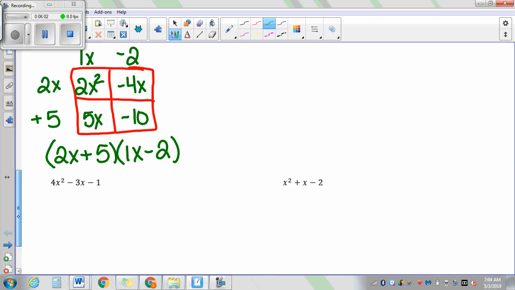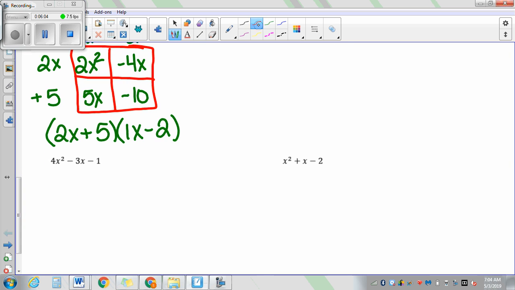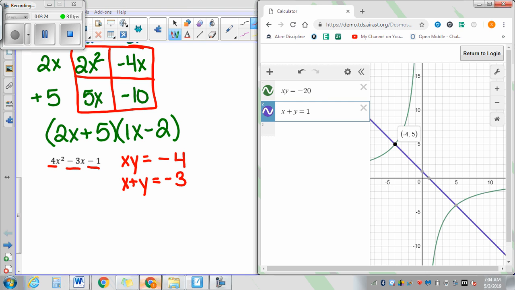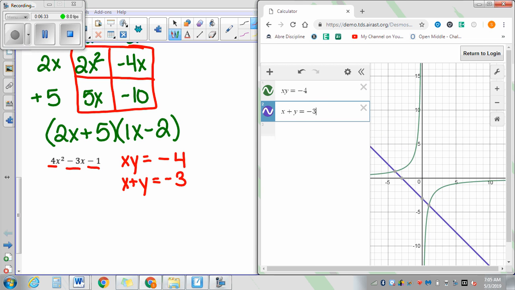All right, I'm actually going to go down to this one: 4x squared minus 3x minus 1. So I'm going to start with my product and my sum. The product, 4 times negative 1, will be negative 4. The sum will be the number in the middle, so it will be negative 3. If I put those into Desmos, and I'll be a little bit smarter about this and just rewrite these numbers, negative 4 and negative 3.